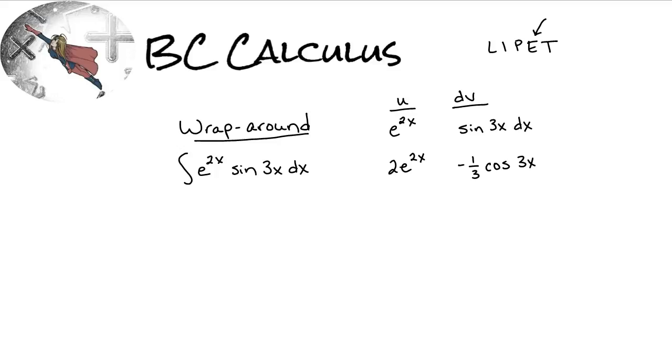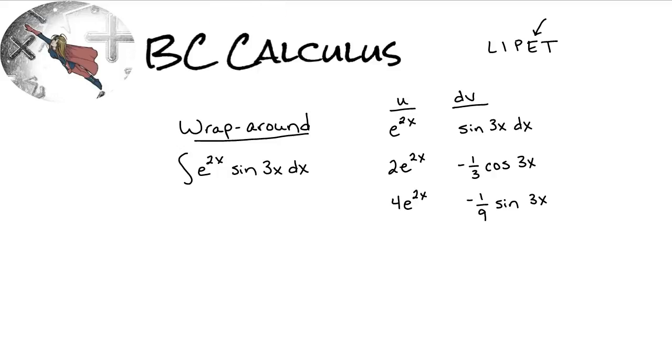Okay, now this integral in the last row would be no easier than the original integral, so I do the u column one more time. I take the derivative, which would be 4e to the 2x, and I take the antiderivative of the dv column one more time, so that's going to make it negative 1/9 sine of 3x.